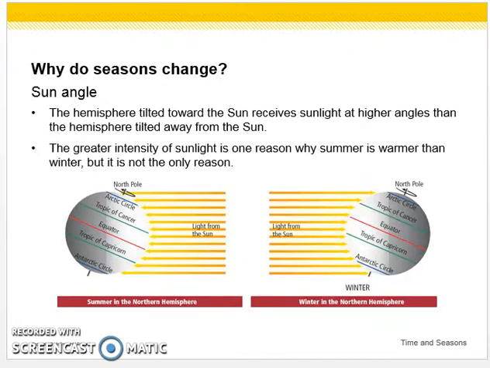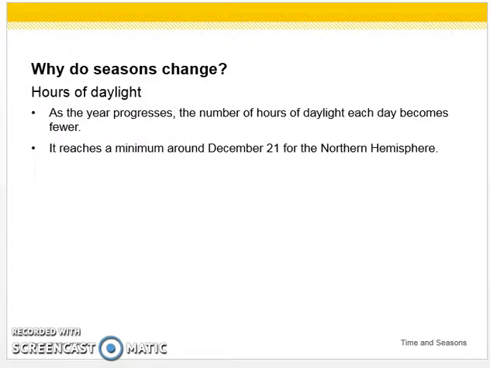The hemisphere tilted toward the sun receives the sunlight at higher angles than the hemisphere tilted away from the sun. The greater intensity of sunlight is one reason why summer is warmer than winter, but it is not the only reason. As the year progresses, the number of hours of daylight each day becomes fewer. It reaches a minimum around December 21st for the northern hemisphere.